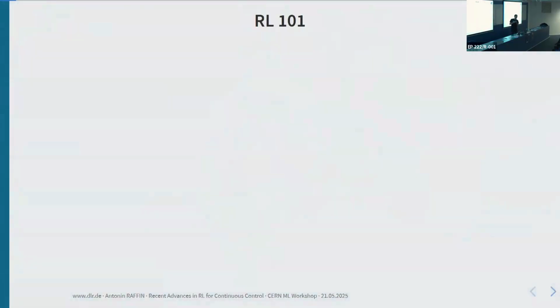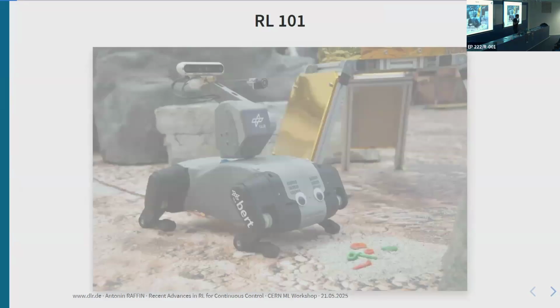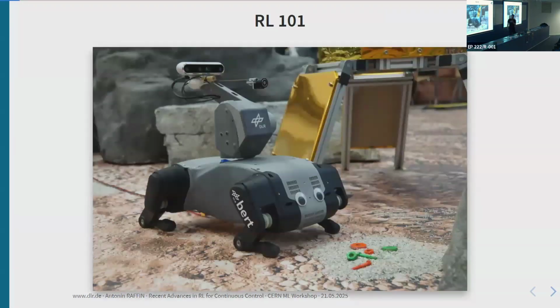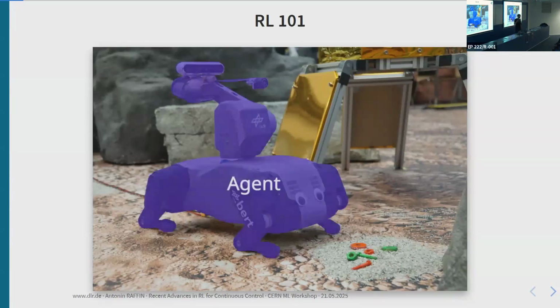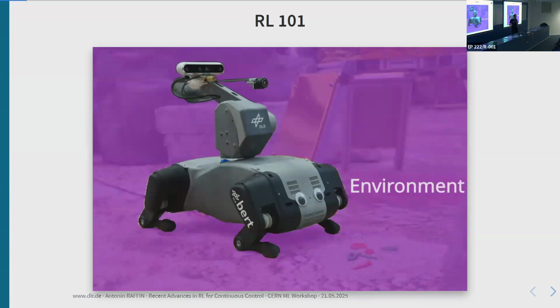Just so that everyone is on the same page, although you had some talk yesterday, let's just go back quickly to RL 101. So this is Bert, it's a quadruped robot, and here it has an arm on top of it. And in RL, we usually talk about different things. We tend to talk about the agent, which is here what we care about, so the robot. And the agent can interact with its environment through actions. So it could, for instance, walk, it could move its arm.